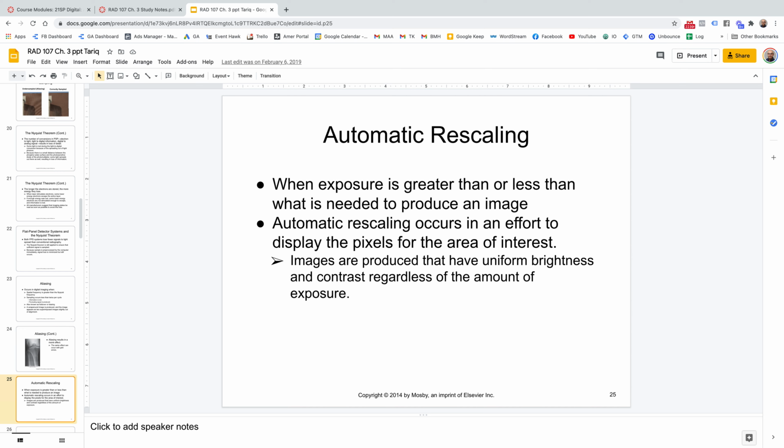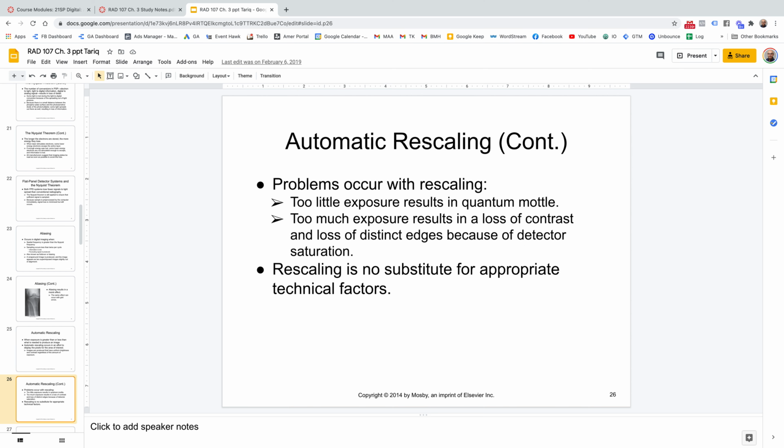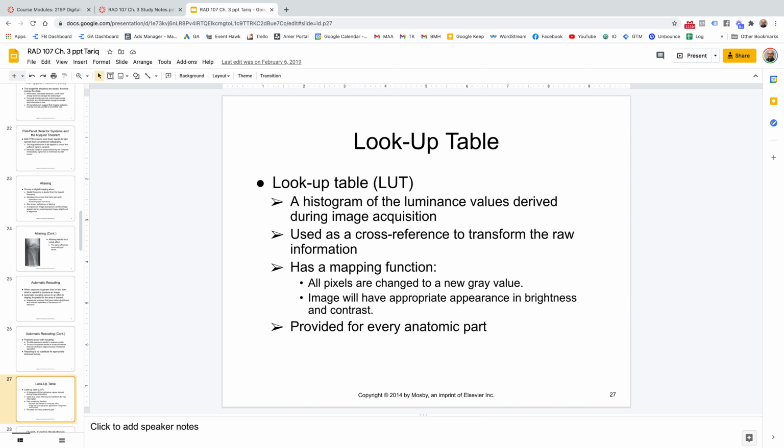Automatic rescaling is when an exposure is greater than or less than what's needed to produce an image. Automatic rescaling occurs in an effort to display the pixels from the area of interest. All right, lookup table. A lookup table is a histogram of the luminescence value derived during image reconstruction. What the heck does that mean? Basically, a lookup table is used to cross-reference the information from the pixels to see what those values really should be. So all the pixels are changed to a new gray value. Basically, if the digital value is this, then it should be this shade of gray. It's like a lookup table.